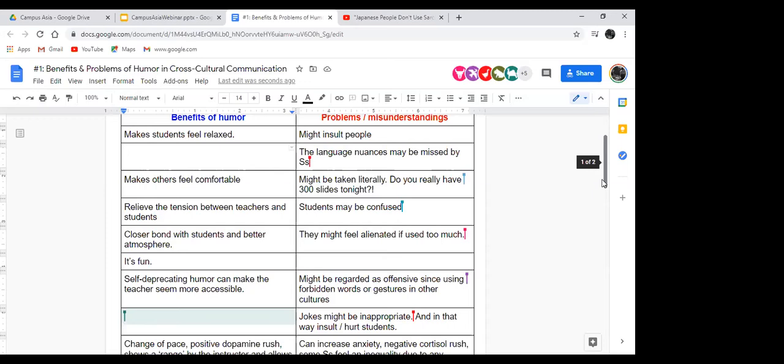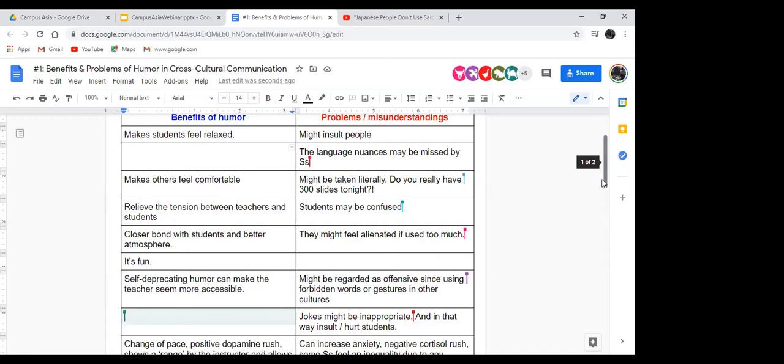And again, maybe more often in cross-cultural communication. The language nuances may be missed by students, absolutely. The first type of humor we'll talk about soon, that's a great point. "Might be taken literally." Do you really have 300 slides tonight? See, I made that joke on purpose to see if you would catch it. I only have 290 slides. But if you're a student who's not used to this type of overstatement, it can be very confusing. And also, next one, if used too much.